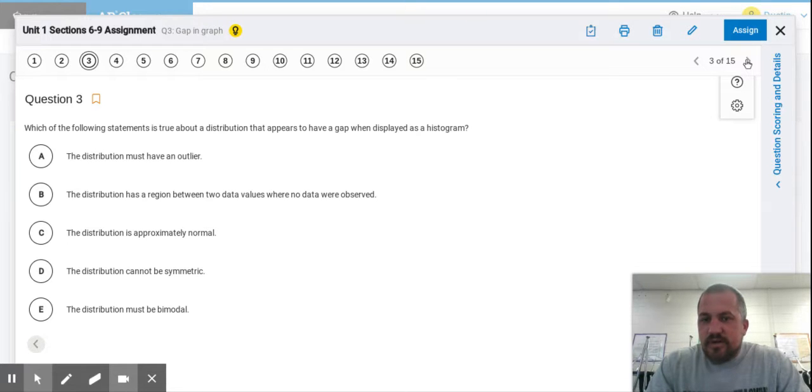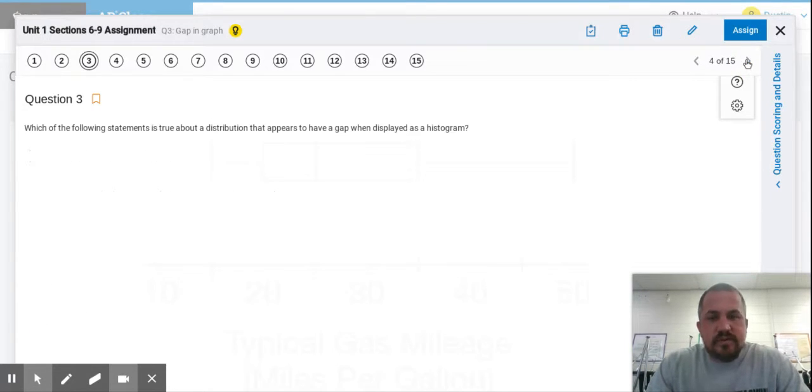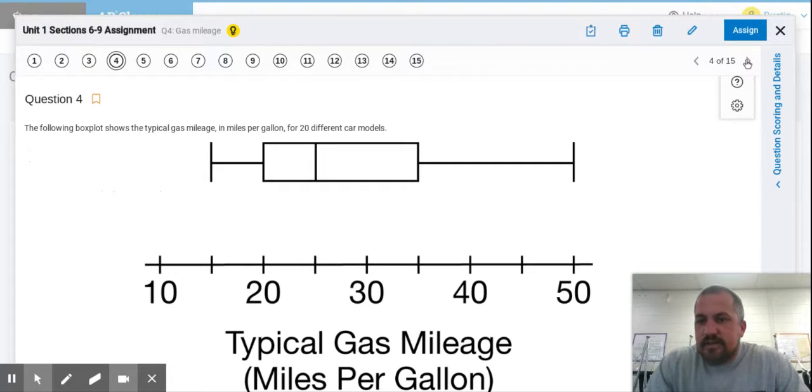In question number 3, what is true about a distribution that has a gap? So if you have a gap, what is going to be true about that distribution? Number 4, you're going to look at a box plot and answer a question based on that box plot that's drawn for you.